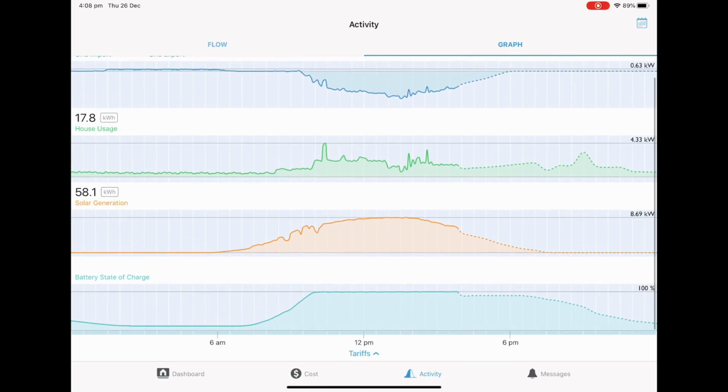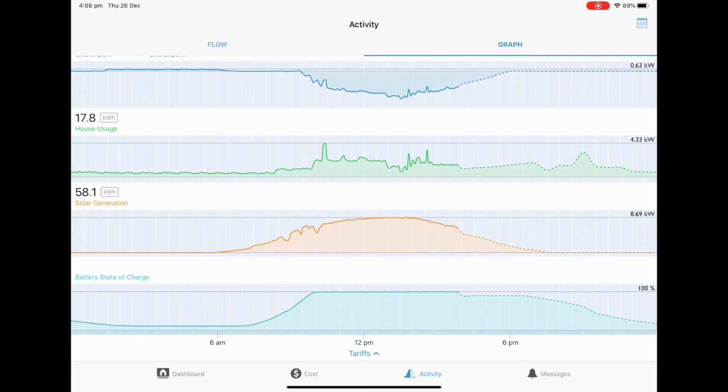So you can see I think it looks to be about 3 a.m. the battery went flat. Then from about 7 it started producing solar again, and then the battery, I think the battery was full at about 10:30 this morning.